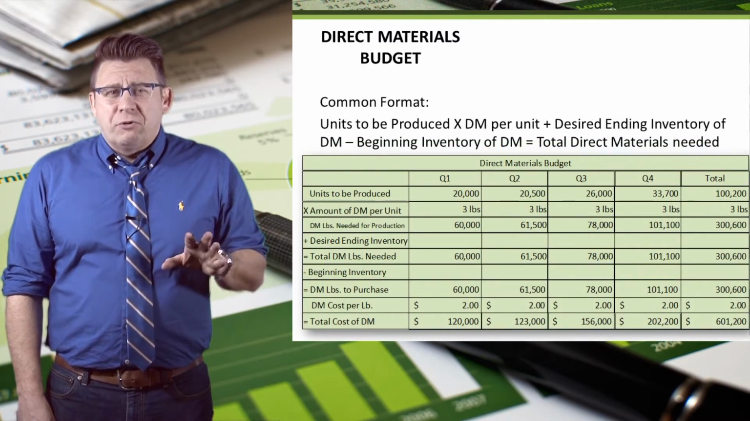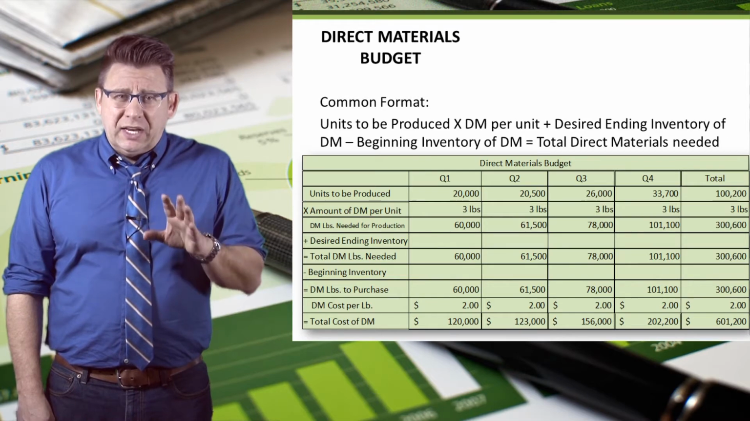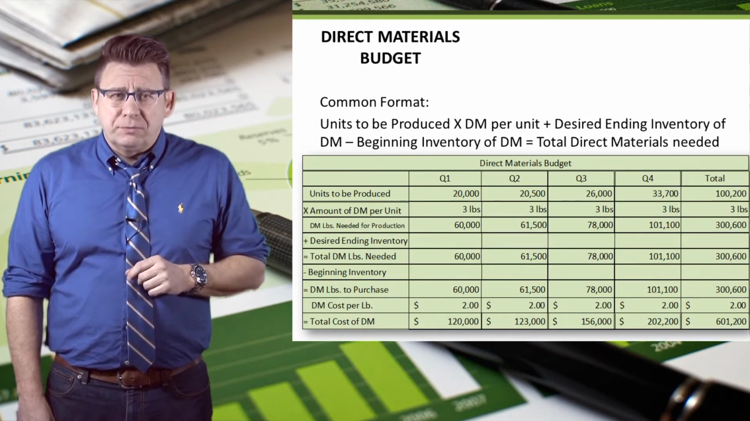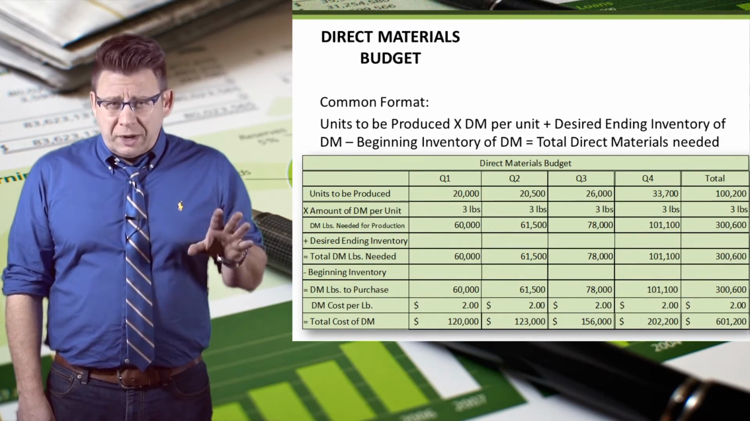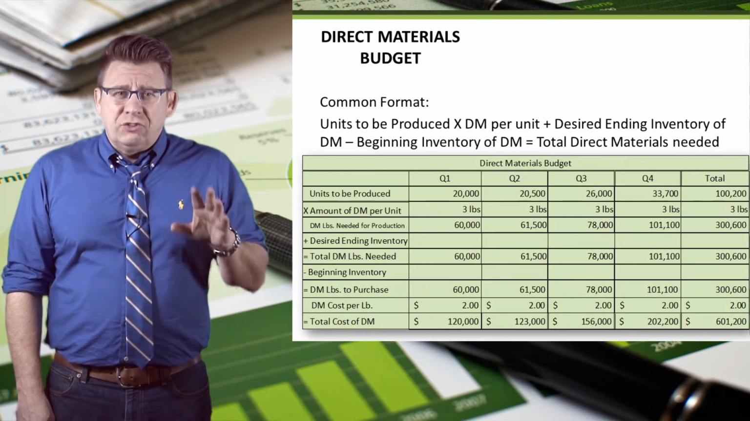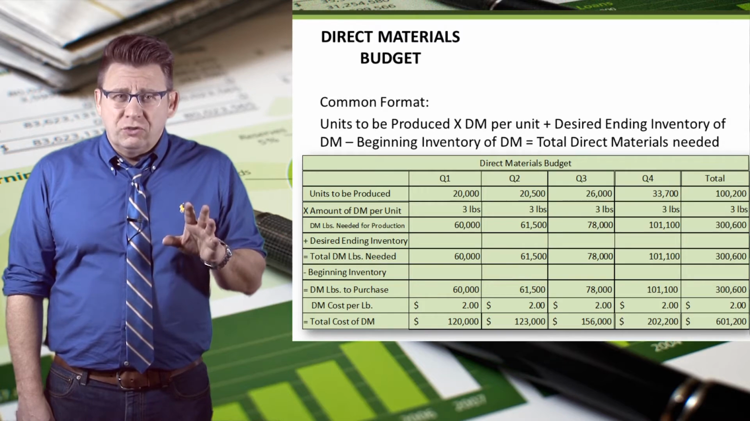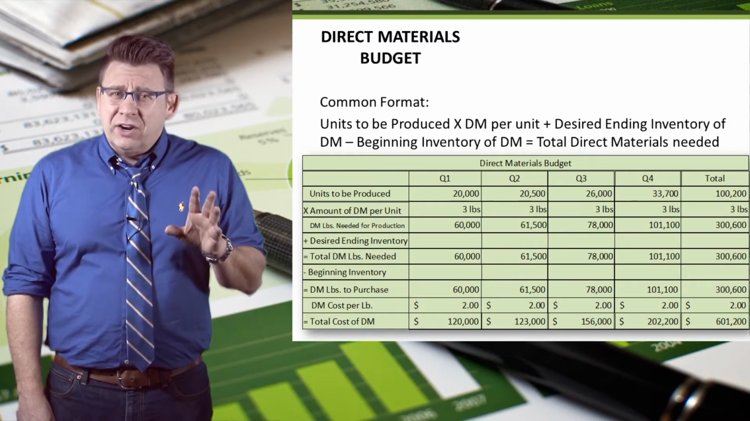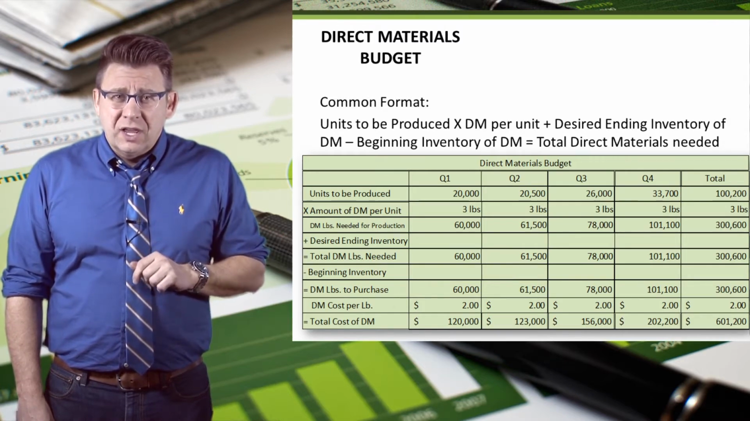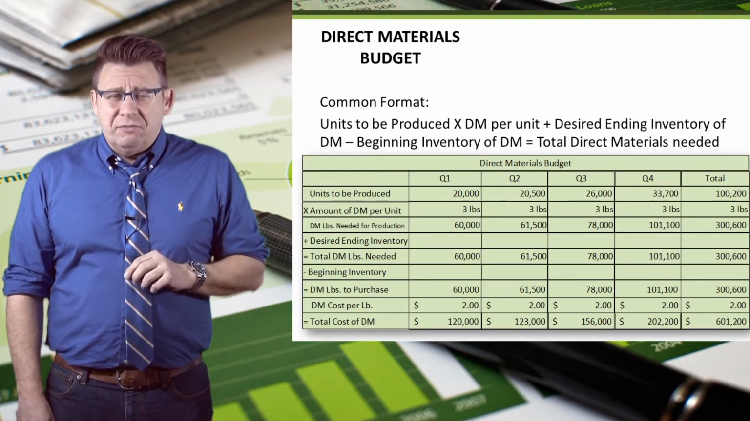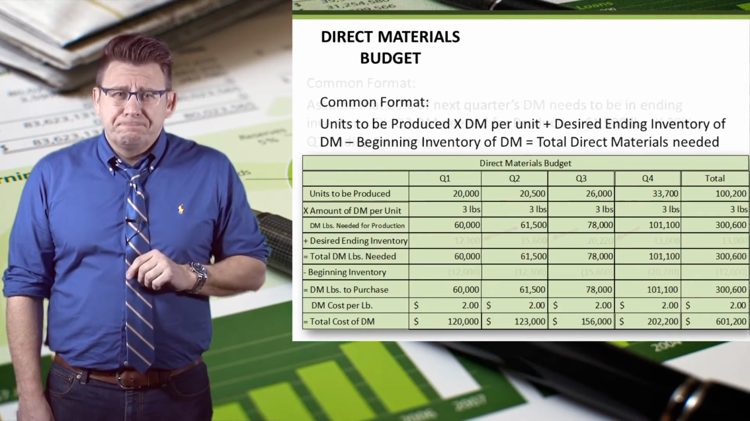But a more common format would be to factor beginning and ending inventory into the calculation. So direct material needed is units to be produced times direct materials used per unit plus desired ending inventory of direct materials minus beginning inventory of direct materials.